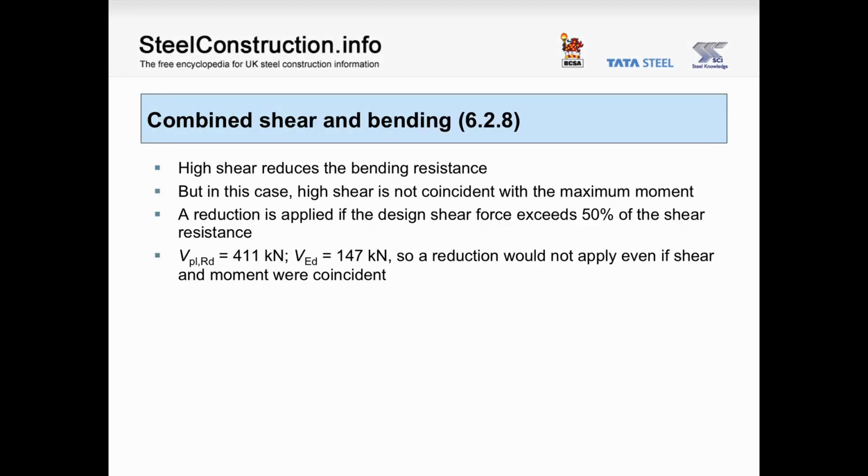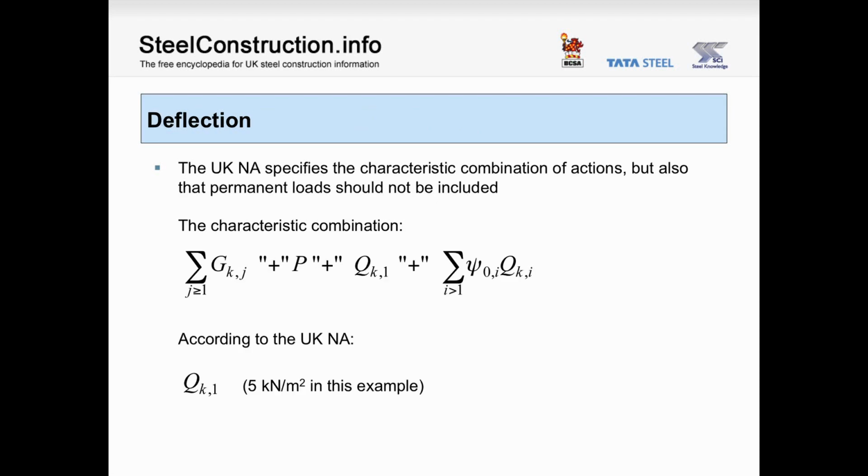We may need to concern ourselves about the impact of shear, because high shear reduces the moment resistance. But in this case, the high shear, which is at the end of the beam, is not coincident with the high moment, which is of course at mid-span. And in any case, high shear only has an impact when the applied shear is more than 50% of the shear resistance. In this case, the applied shear is nowhere near 50% of the shear resistance, so we wouldn't have an issue with high shear even if they were coincident.